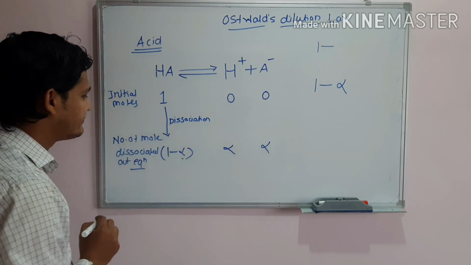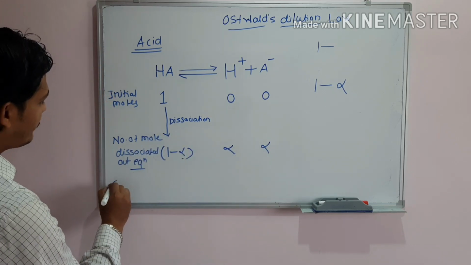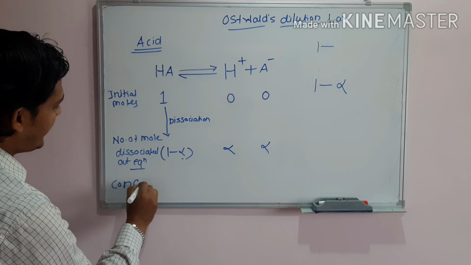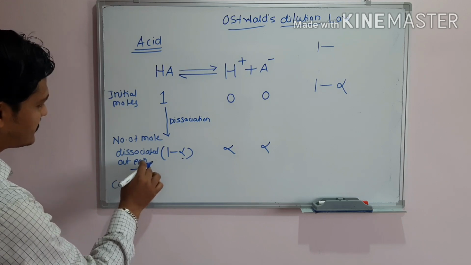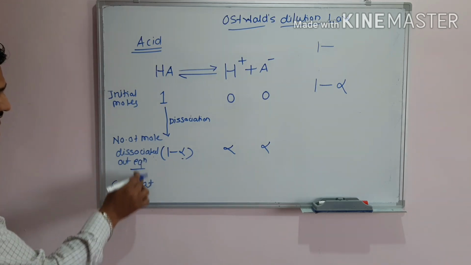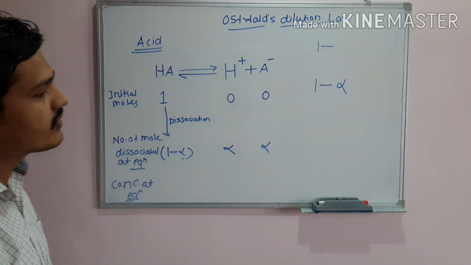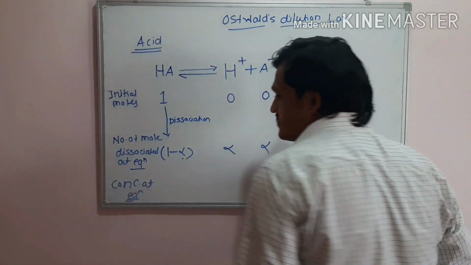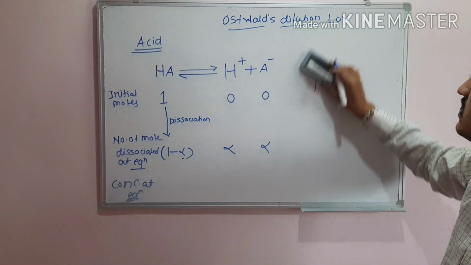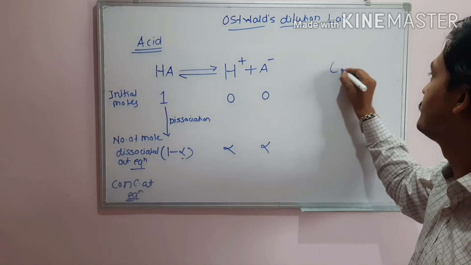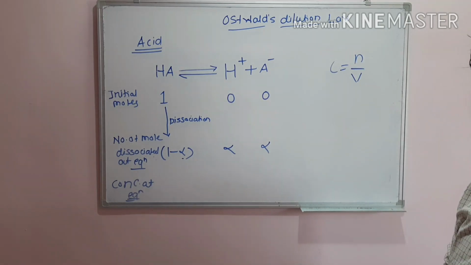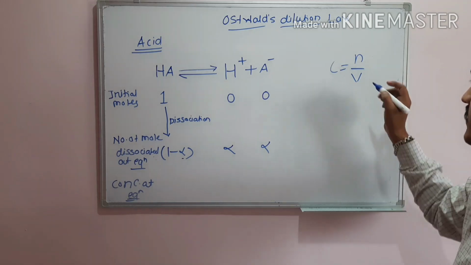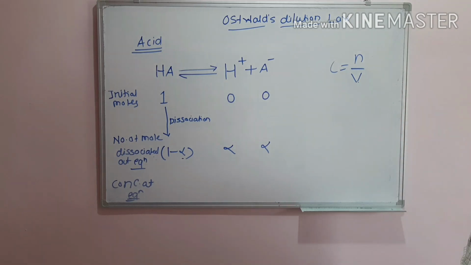ओके. देन व्हॉट इज द कॉन्सन्ट्रेशन ॲट इक्विलिब्रियम? Concentration at equilibrium. So I am writing in short form, so you must understand it is not an equation, it is equilibrium. So what is the formula of concentration? Concentration means number of moles divided by volume. We have studied it earlier in 11th standard.